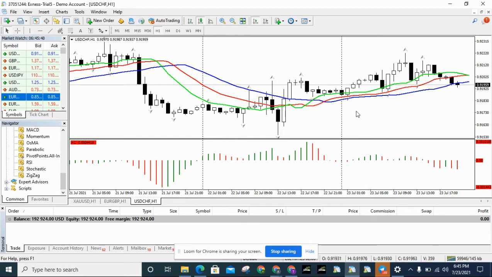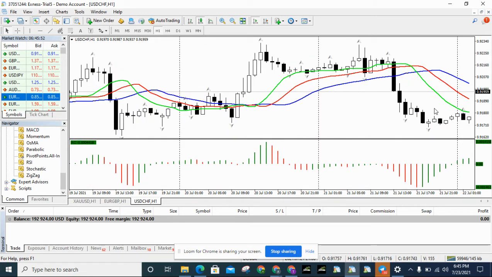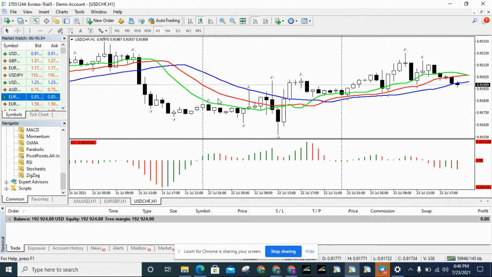So now, according to this chart, this is the alligator. This is green, red, and this is blue. The green is the lips of the alligator, the red line is the teeth, and the blue line is the jaws. When the alligator closes its mouth, nothing is coming in and nothing is going out, which means the market is ranging at that moment.